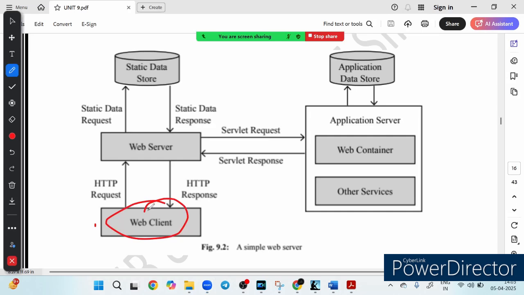Yes, web client. So you send the request like, hey bank server, show me my balance, which is called an HTTP request. And this request goes to the web server, just like I told you in the example.